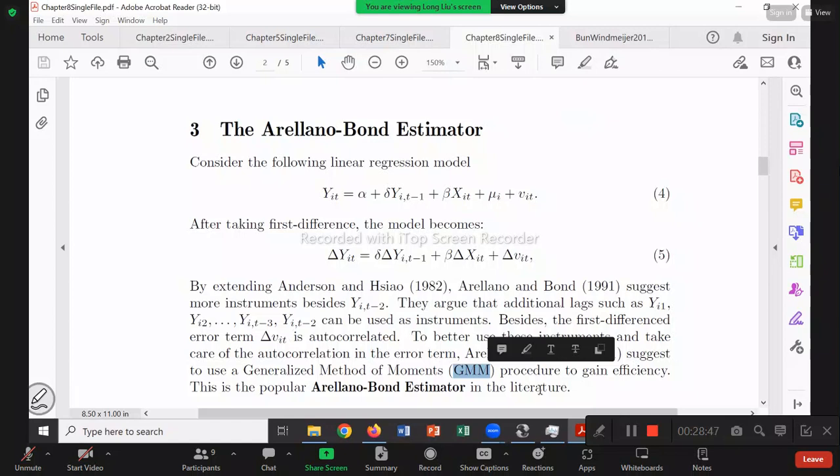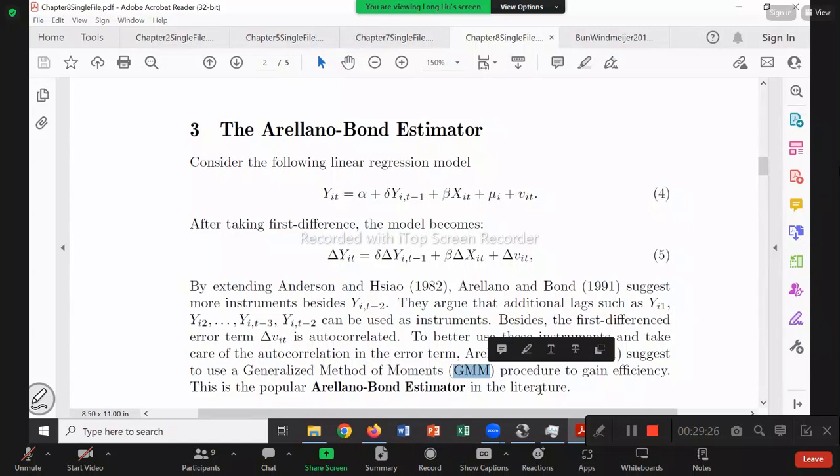So ideally, let's allocate weights based on which one is more relevant, right? The solution, GMM, is to let the computer determine the best weight for each instrument. For example, maybe the first instrument should get 80% weight, the second instrument maybe only 10%, the third instrument maybe 0%, and so on and so forth. So let the computer determine the optimal weights for those instruments.